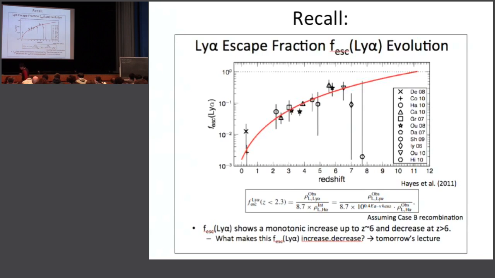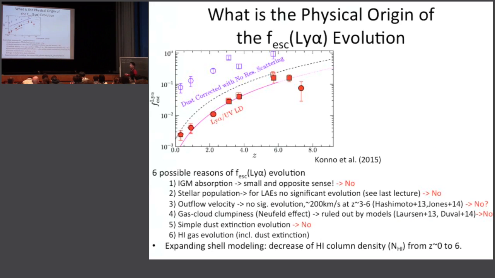And well, to conclude the Lyman-alpha escape fraction, I want to finish with this plot. Again, this is the evolution of the Lyman-alpha escape fraction, and it's increasing from redshift 0 to 6 or so. And how can you interpret this, the physical reason? I left this issue yesterday, but I want to discuss it in more detail.